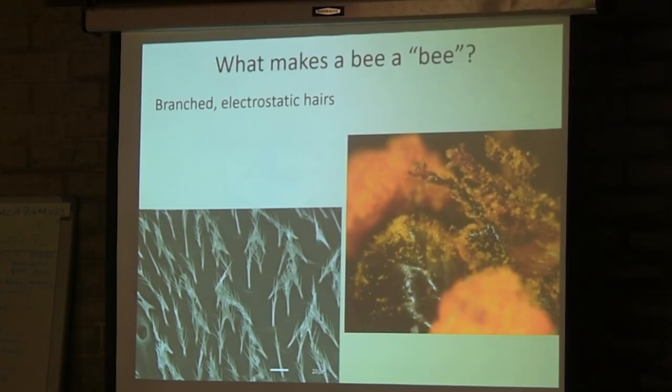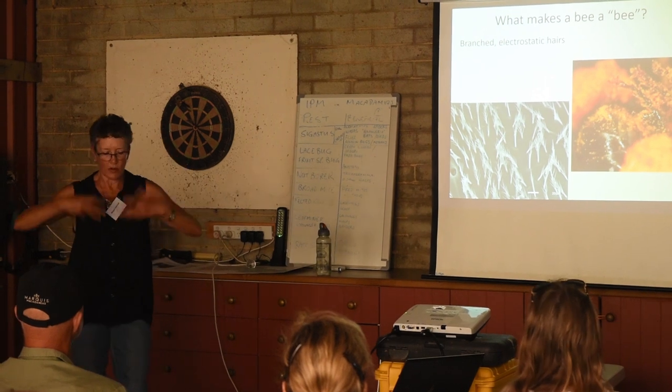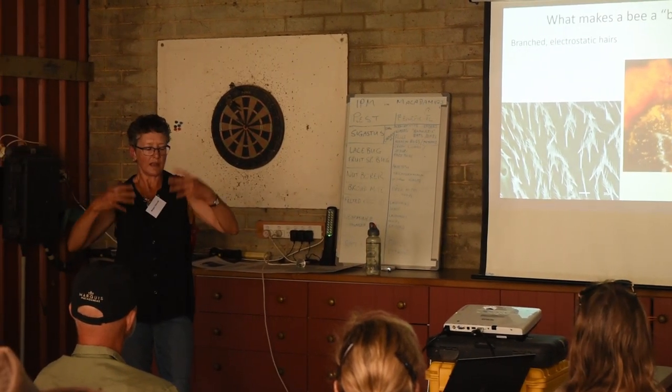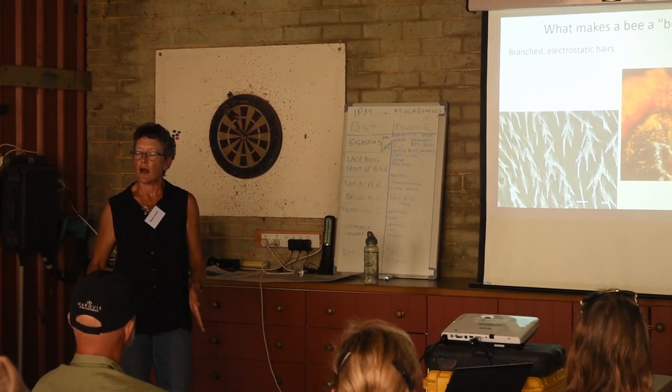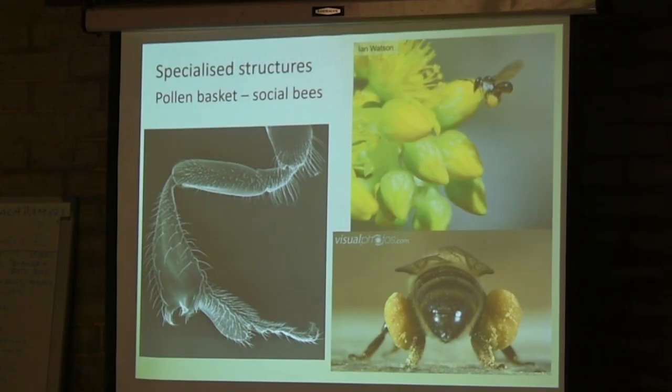Here we have a Tetragonula carbonaria. Most of you would have seen little black stingless bees. They're not hairy. Yeah, they really are, and hairy enough to have that pollen attracted to their body. Then what they do is they've got special brushes on their legs, and they'll brush all that pollen off and they'll pack it into their pollen baskets.